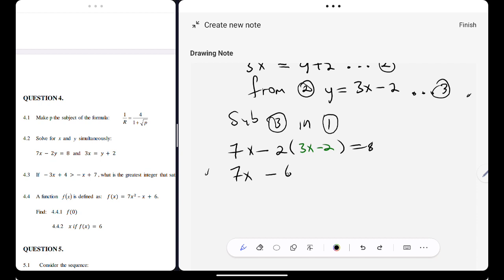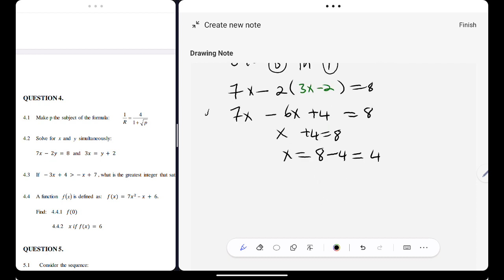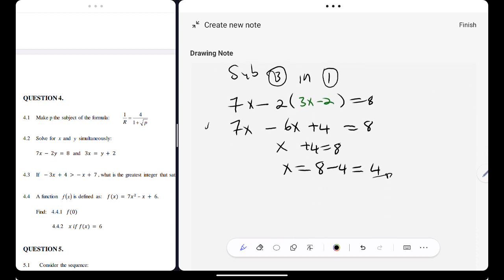So I'll have 7x minus 6x plus 4 is equal to 8. 7x minus 6x will give me x plus 4 is equal to 8. Then x is equal to 8 minus 4, which is just 4. Now I know the value of x. I must go and substitute it to find the value of y.